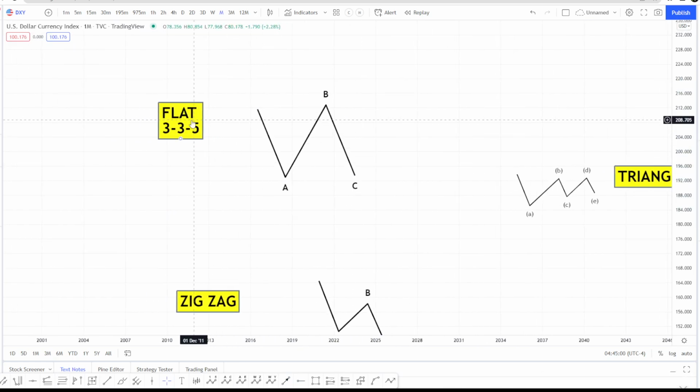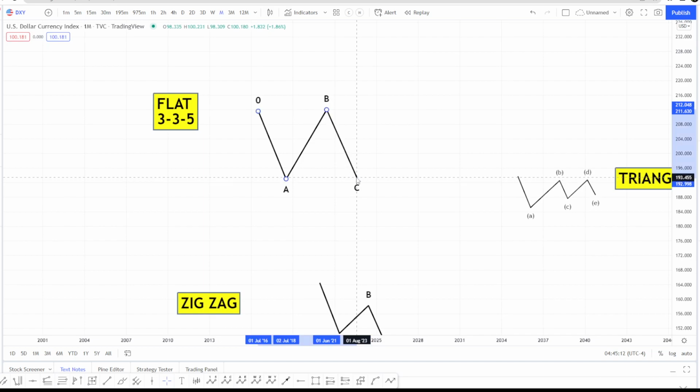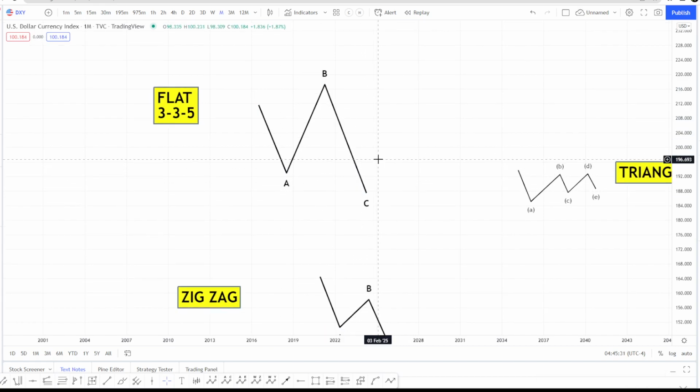Well, what you have right in front of you is known as a regular flat pattern. Why is it regular? Because B stops around the point of the start of the pattern, point 0, and C stops around the start of point A. That's known as a regular flat. We also have an expanded flat where B pushes above the start of 0, presumably running off stops, capturing that liquidity for the smart money, and C drops below the start of A. This takes more of a stretched out nature, known as an expanded flat.